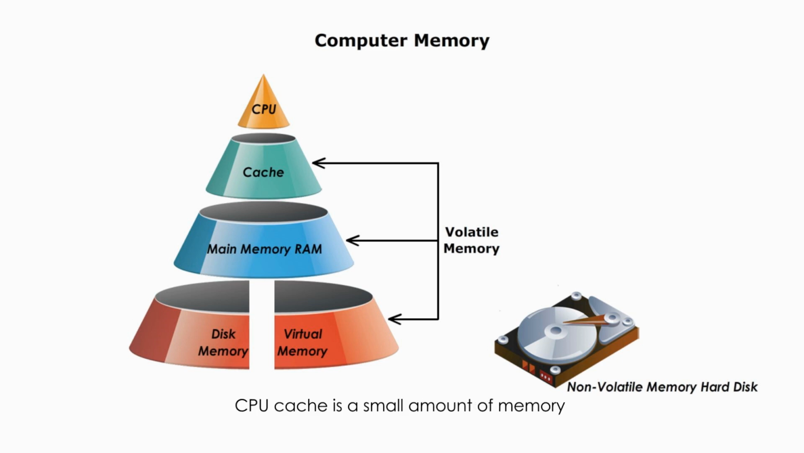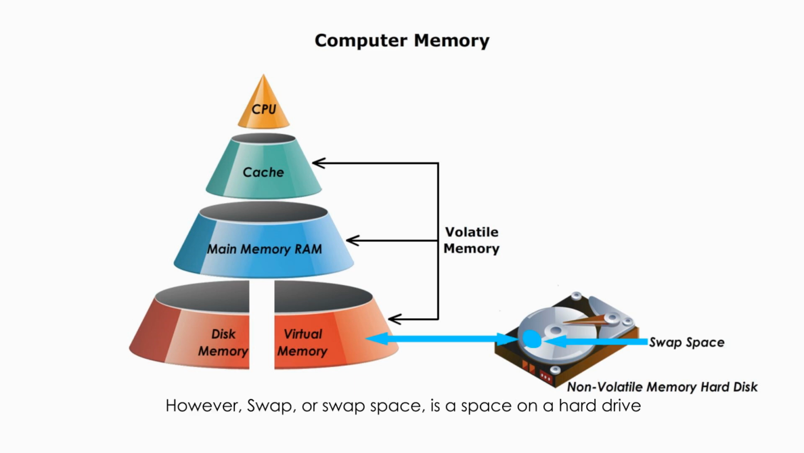CPU cache is a small amount of memory that is part of a CPU. It is used to temporarily hold instructions and data that a CPU is likely to reuse. RAM, random access memory, is also volatile. Once the power is off, everything on RAM is gone. A hard disk is an example of non-volatile memory.